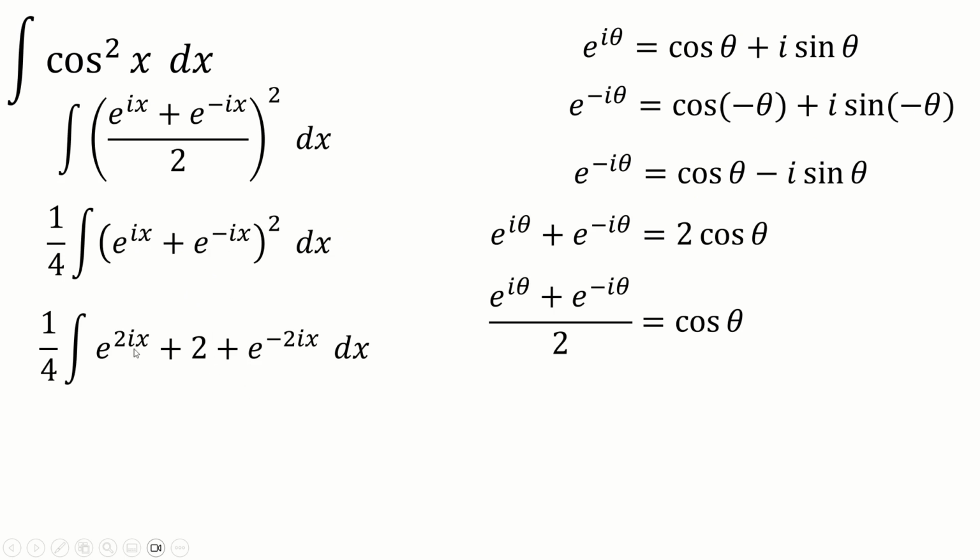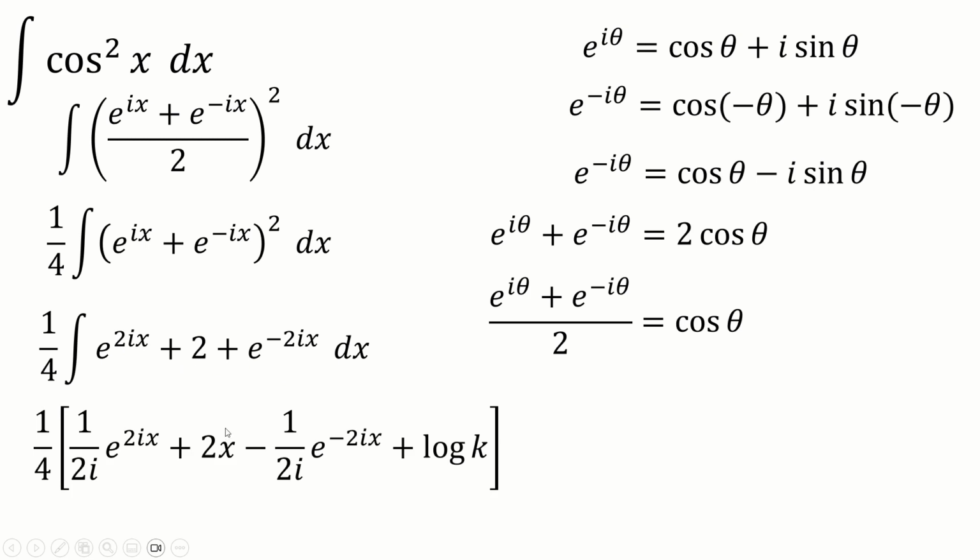And now this is really easy to integrate, because e to this something is really easy to integrate. It's just going to be 1 over 2i to the power of the same thing. That integrates to 2x, and that just a minus there, just be careful. And then some constant. Now this is totally the answer because I've done the integrating, so I absolutely don't need to do anything else to this.